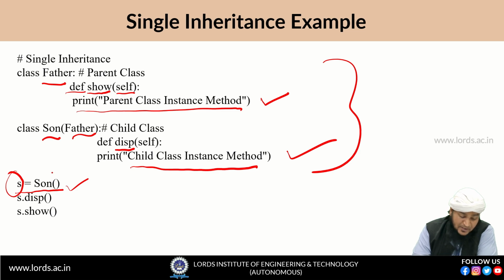Even immediately after creating this, as these are instance methods, we have to call all these methods. If init is there, then we need not call it. After creating the object, it will be called automatically. But here we have to call it by using s.disp. So we have called the display method, which is the son class instance method. And I am also going to call the father class instance method, s.display.